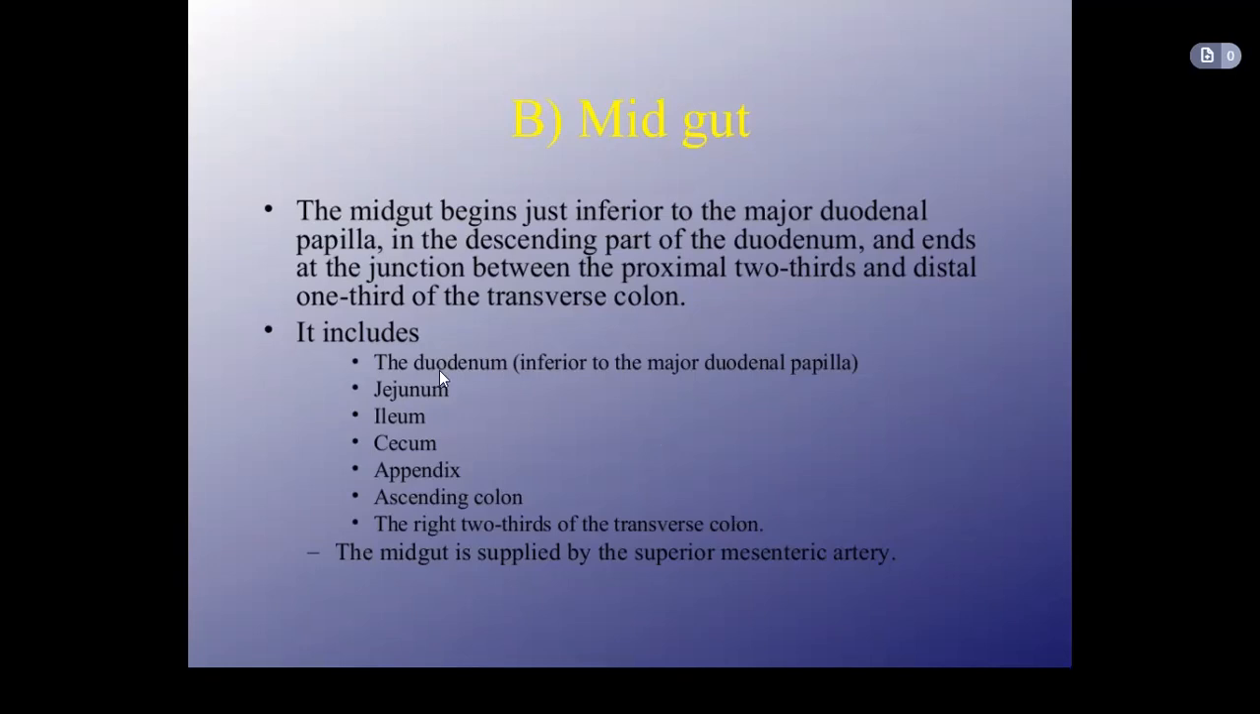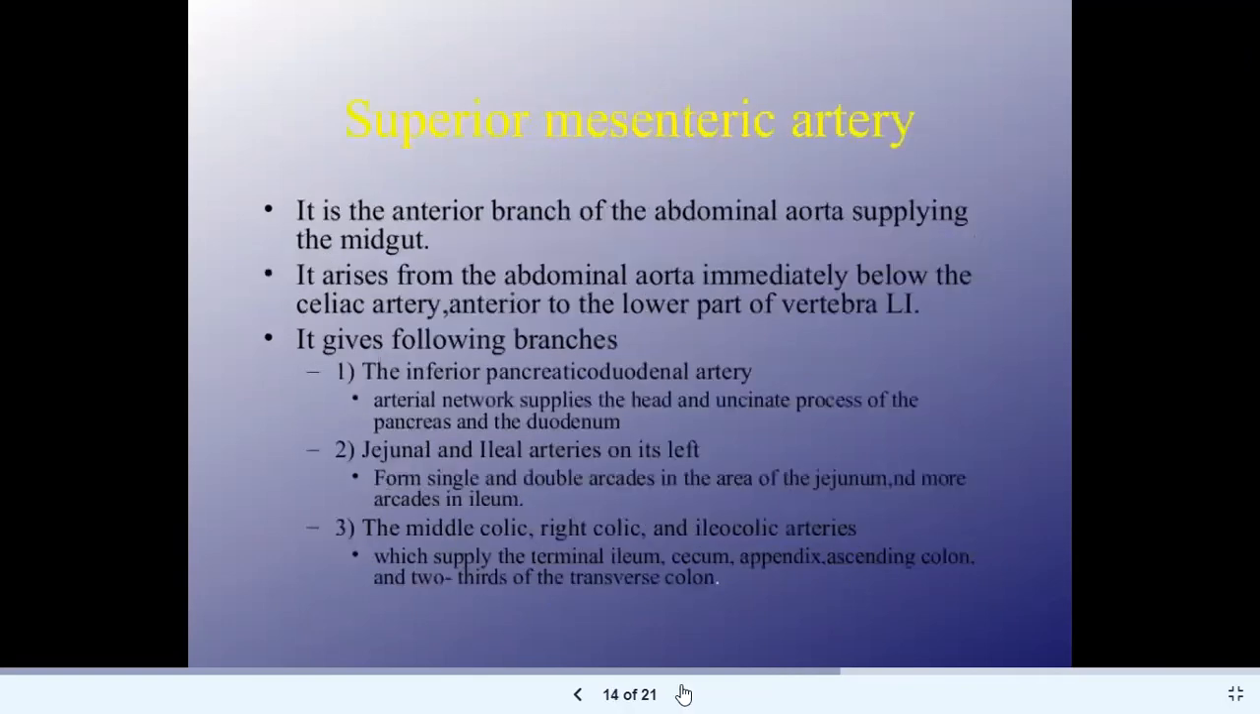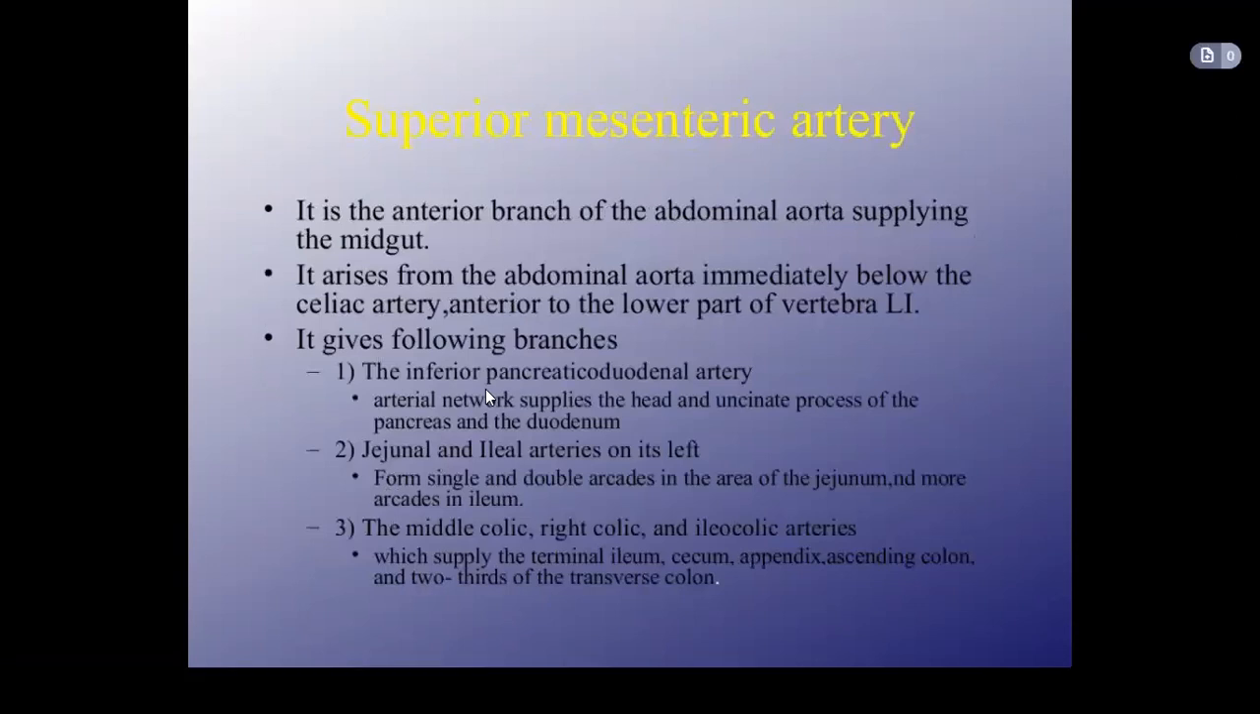So what blood vessel supplies the midgut? We said it is the superior mesenteric artery. So the celiac artery supplies the foregut, while the superior mesenteric artery supplies the midgut. Now let's look at the superior mesenteric artery and its branches.